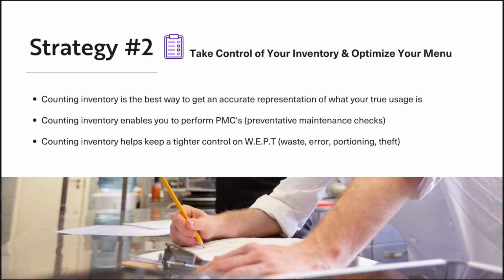Strategy 2 is going to be taking control of your inventory and optimizing your menu. Counting inventory is the best way to get an accurate representation of what your true usage is. Furthermore, counting inventory is going to enable you to perform preventative maintenance checks. Lastly, doing inventory counting is going to help keep a tighter control on waste, error, portioning, and theft that may be occurring in your restaurant.